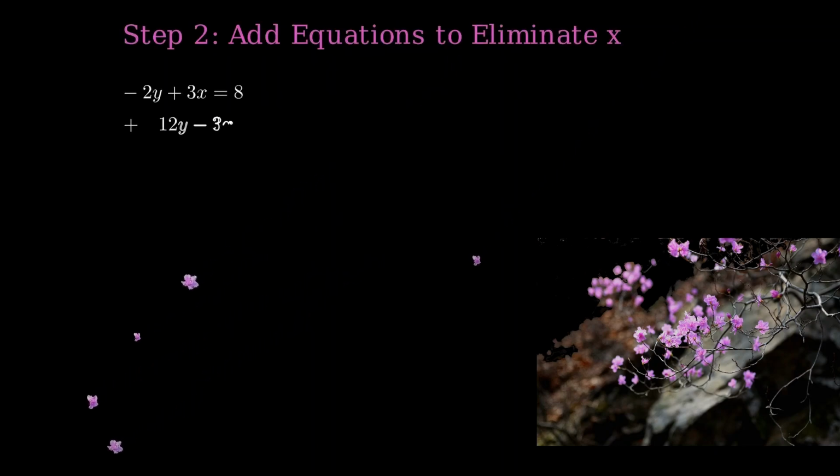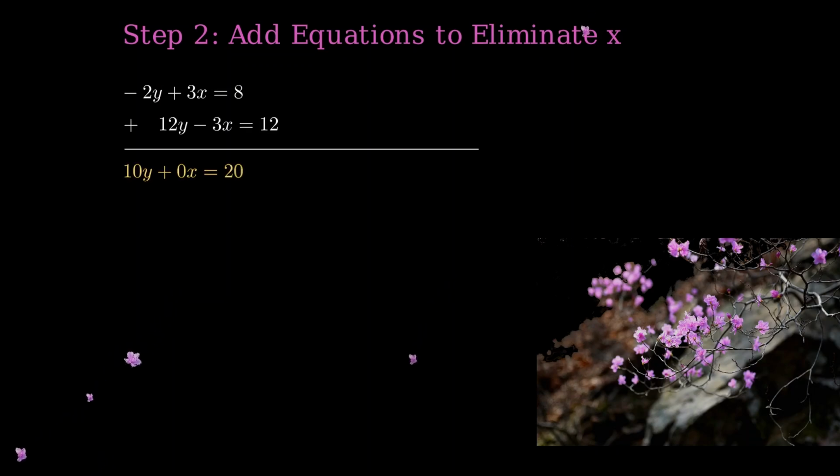Step 2. Now add the two equations together to eliminate the variable x. Minus 2y plus 12y is 10y. The 3x and minus 3x cancel out to 0. And 8 plus 12 equals 20. Dividing by 10, we find y equals 2.